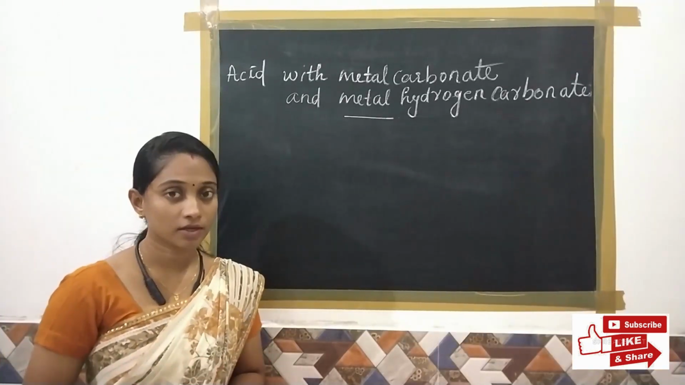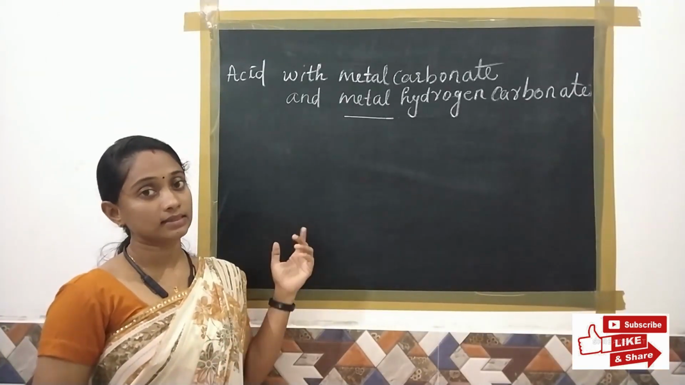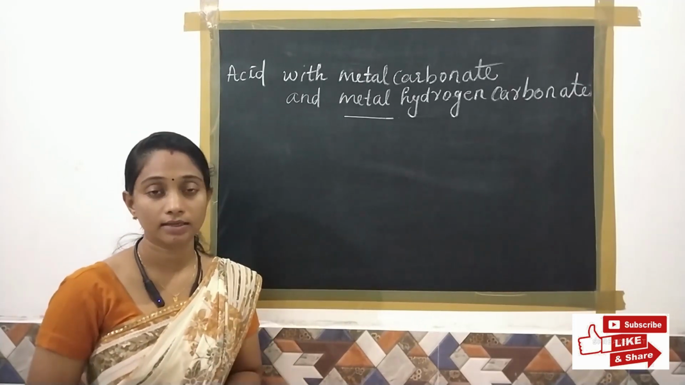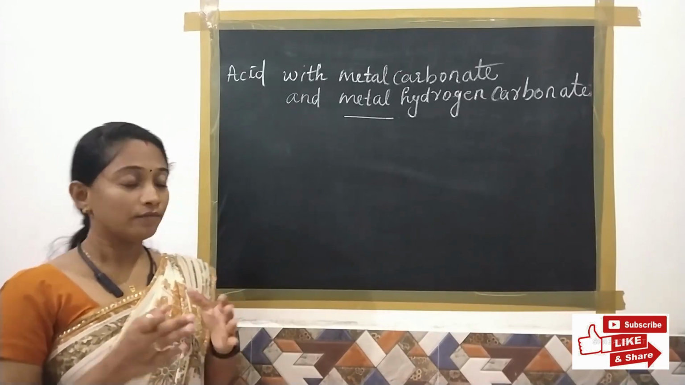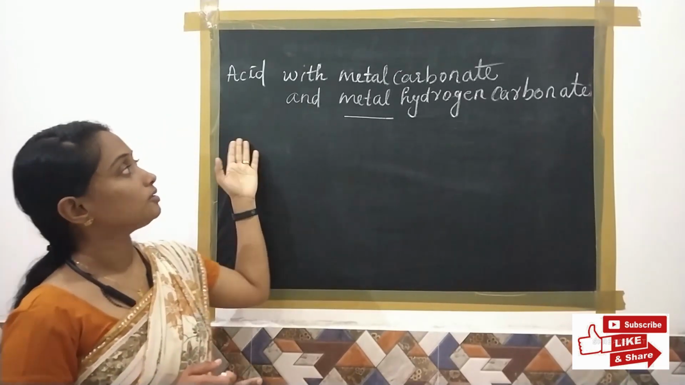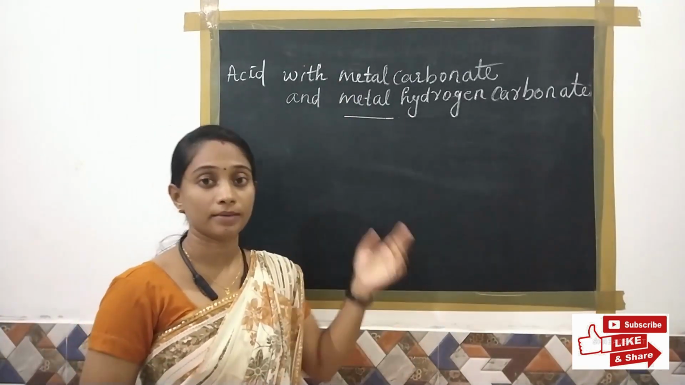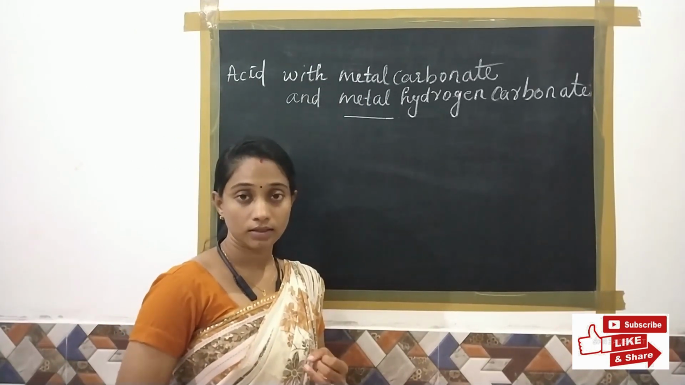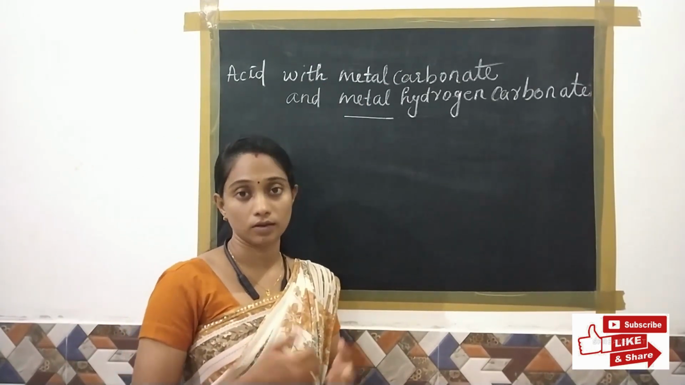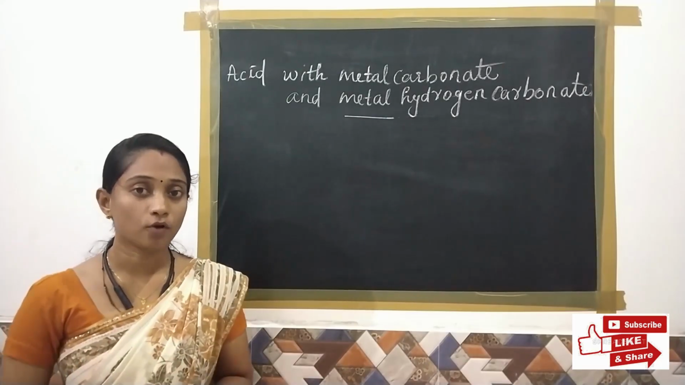Then our next chemical reaction: how an acid reacts with metal carbonate and metal hydrogen carbonate. Let us see the reaction. When an acid reacts with both metal carbonate and metal hydrogen carbonate, it will produce the corresponding salt, carbon dioxide and water. Let us do a small activity.